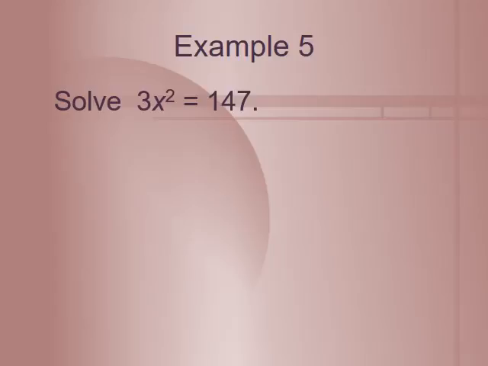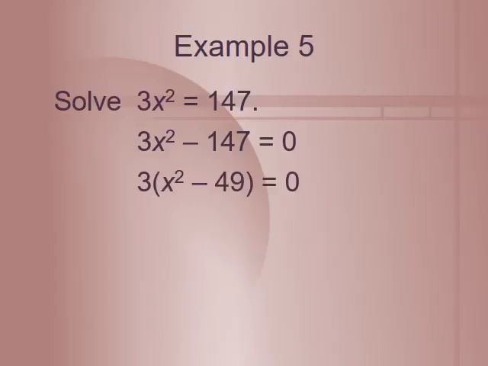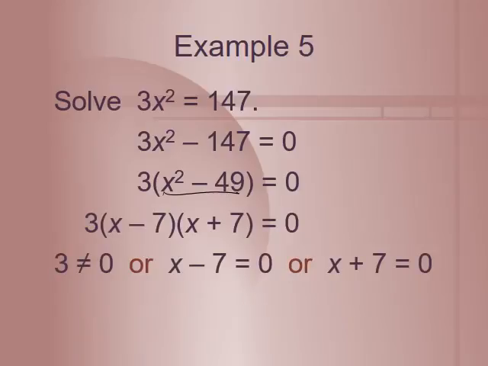We have 3x squared equals 147. So what we're going to do is put it in standard form so that it's all on one side of the equal sign and then it equals 0. And then we're going to factor it out. Notice here that we're now left with a difference of squares. So that means we're going to multiply the conjugates. And that leaves us with 3 cannot equal 0, x minus 7 may equal 0, or x plus 7 equals 0. And we're going to solve that and check.